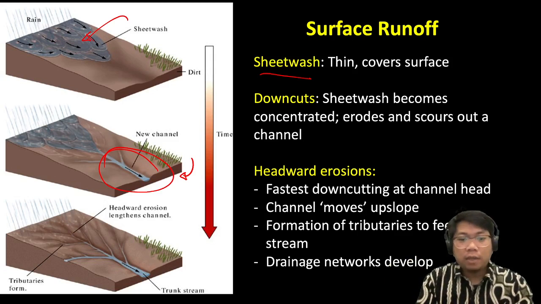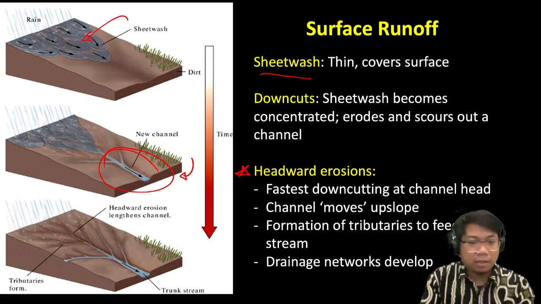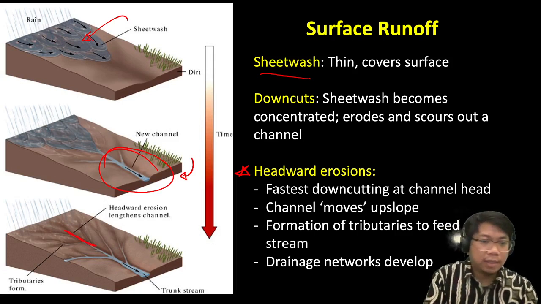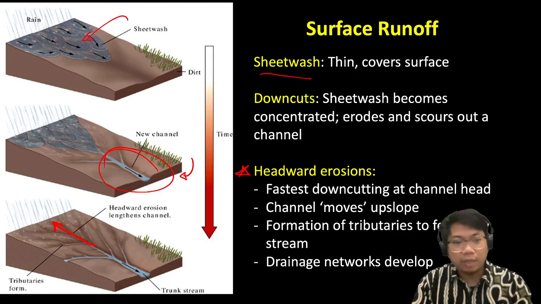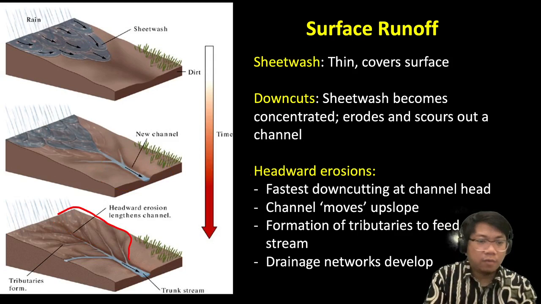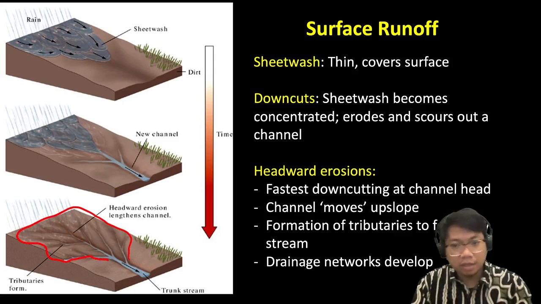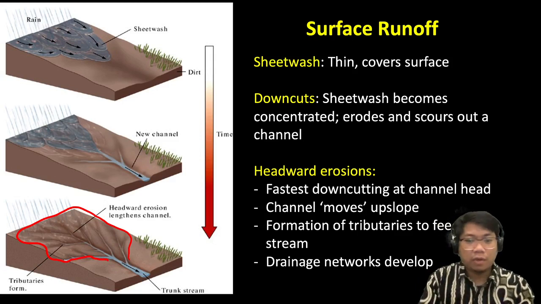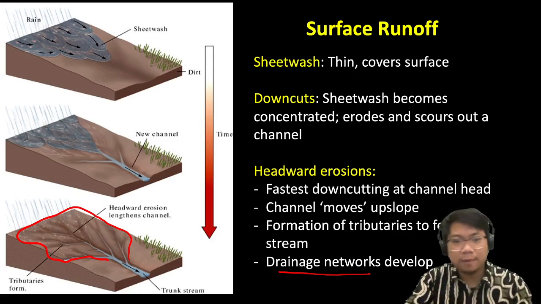Another thing that you need to know is about headward erosion. This process actually allows the channel to erode towards its upstream direction right here. It lengthens the channel or the stream, and it also forms distributaries along the head part of the channel, and eventually creates what we call drainage networks. And this is something that I'm going to mention in the next couple of slides.